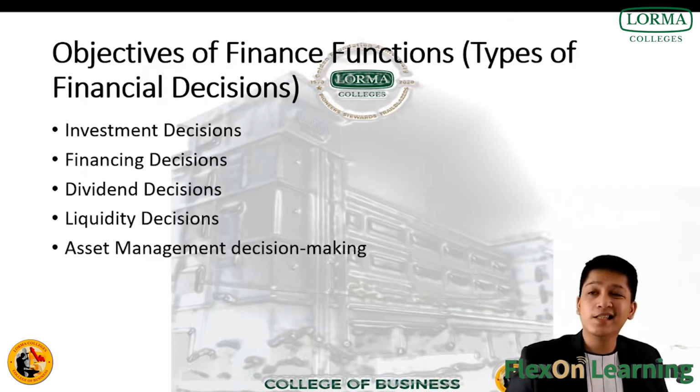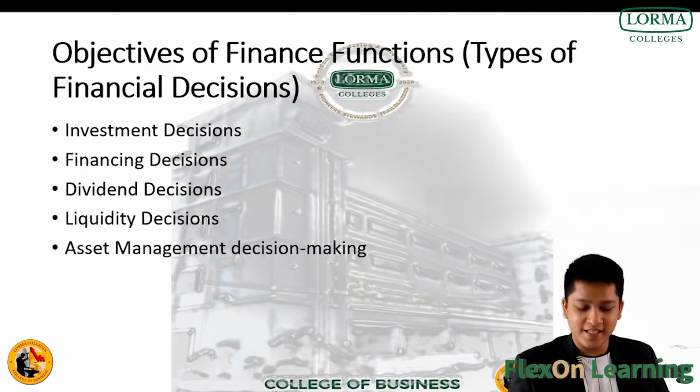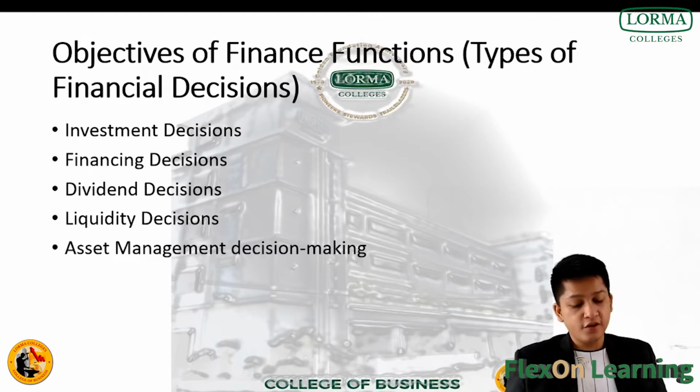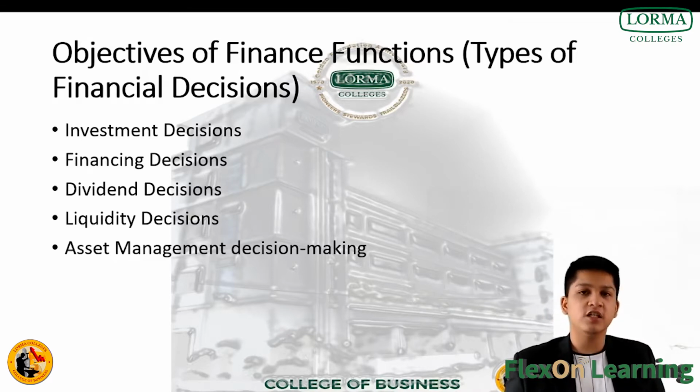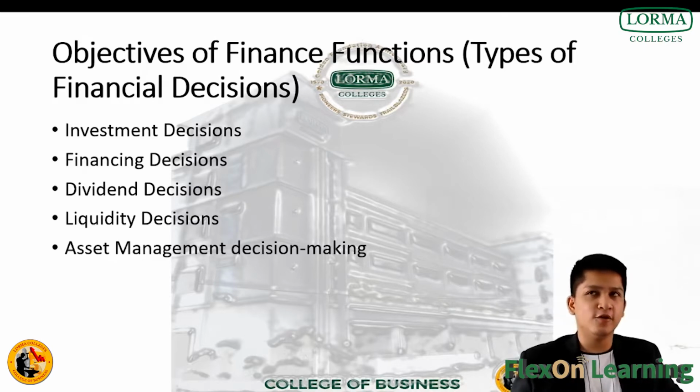And lastly, the asset management decision making. This can therefore be thought of as the strategic manipulation of asset information to determine the optimal mix of financial and non-financial strategies to enable the asset portfolio to deliver the asset management objectives of the organization. So that is your types of financial decisions.